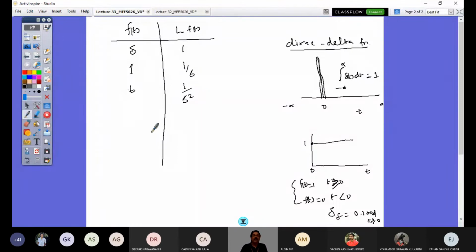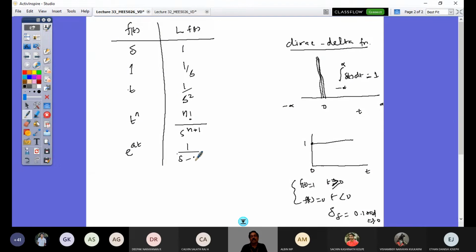Instead of t, I can also have t power n. If t power n is my function, the Laplace transform of that function will be n factorial by s to the power n plus 1. Here, for t it is s squared, so it is n plus 1. I can also have an exponential function, e raised to at. If this is the function, its Laplace transform is 1 by s minus a.